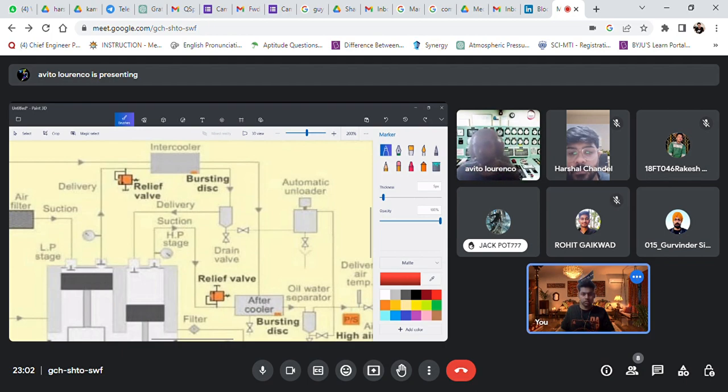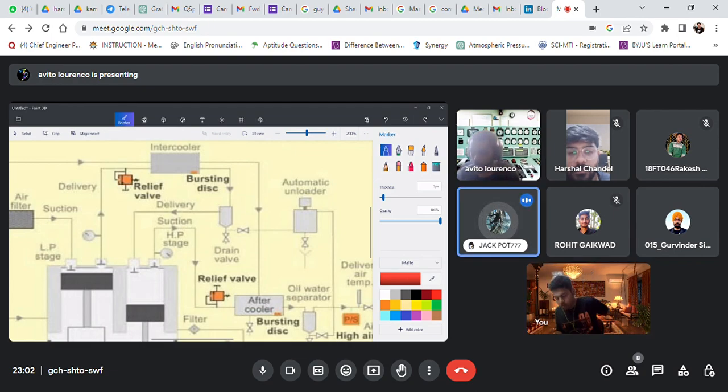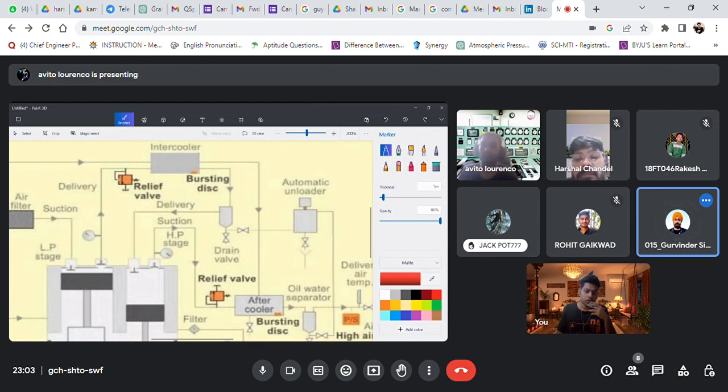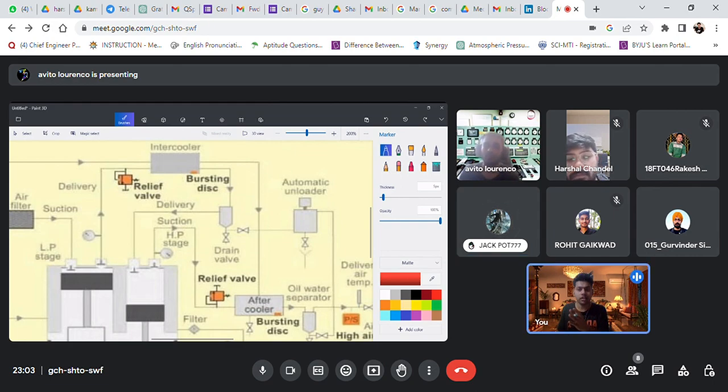Jack, he is correct. Yeah, you can say that, but it will fire back on you. Why? Because if he asks me about some compressor safeties, then I will mention the bursting disk and relief valve. Then he will ask the location of the bursting disk. Then I will say that it is in the body of the intercooler, on the water side of the intercooler. And the air side, before the intercooler, is the relief valve.